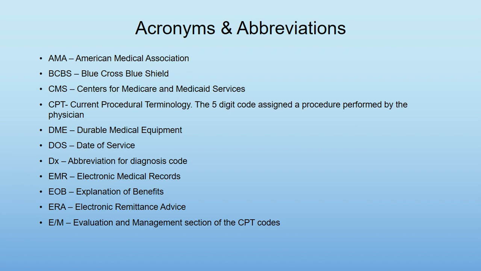DME is short for Durable Medical Equipment. DOS is Date of Service. DX is an abbreviation for Diagnosis Codes. EMR is Electronic Medical Records. You'll also see EHR used, which is Electronic Health Records. EOB is the Explanation of Benefits. ERA is for Electronic Remittance Advice. And E&M, you'll see that very commonly. That refers to the Evaluation and Management section of the CPT codes. CPT codes are organized in several sections.